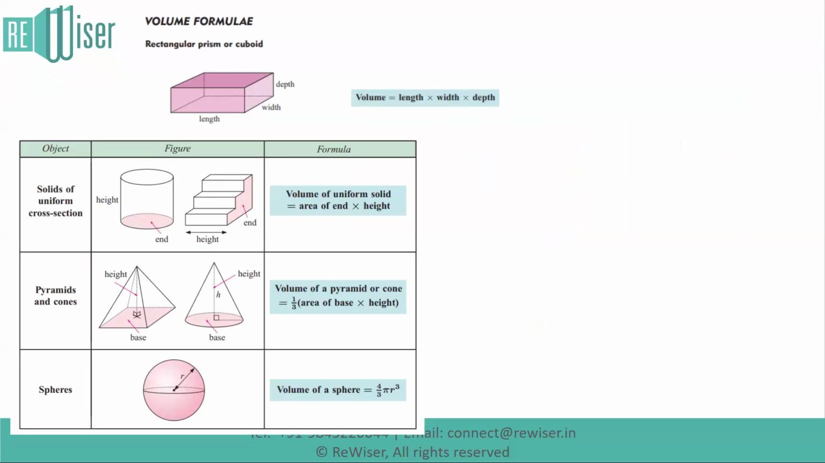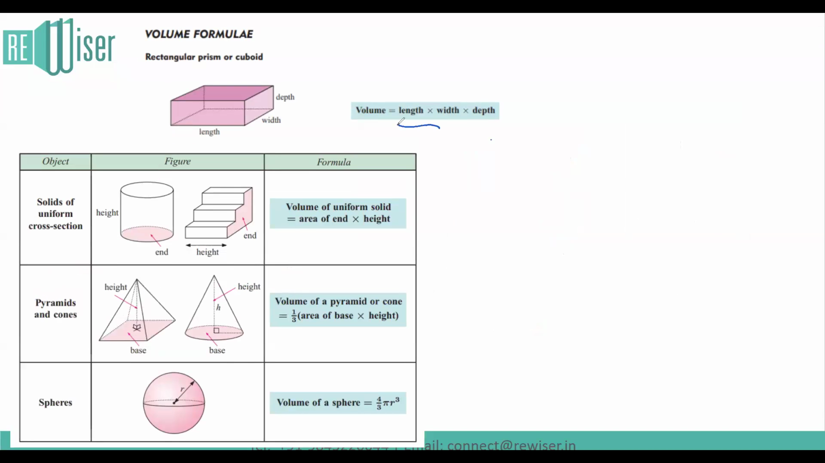So whenever you have a prism, now we spoke about surface area, and here we are going to talk about volume. The volume of any cuboid is going to be length into width into depth, or you can also say length into breadth into height. That will be the volume of a rectangular prism or a cuboid.